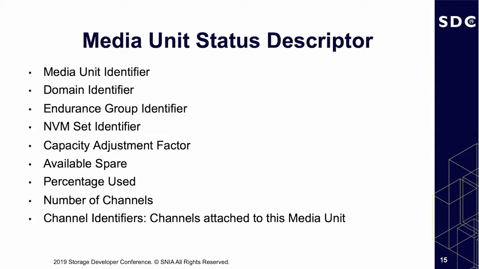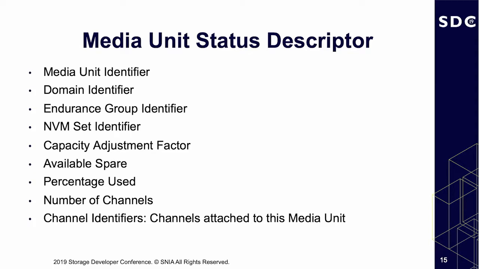We have an identifier for the domain, and these are fixed throughout the lifetime of the configuration. There's an endurance group identifier, which, in our initial use case, you'd configure once for the lifetime of the drive, but again, these may change. So this is something that could change across the lifetime of the drive. Similarly for an NVM set identifier. Capacity adjustment factor, it depends upon this. We felt it was useful to put it in the media unit descriptor so you didn't have to go indexing back up the chain.